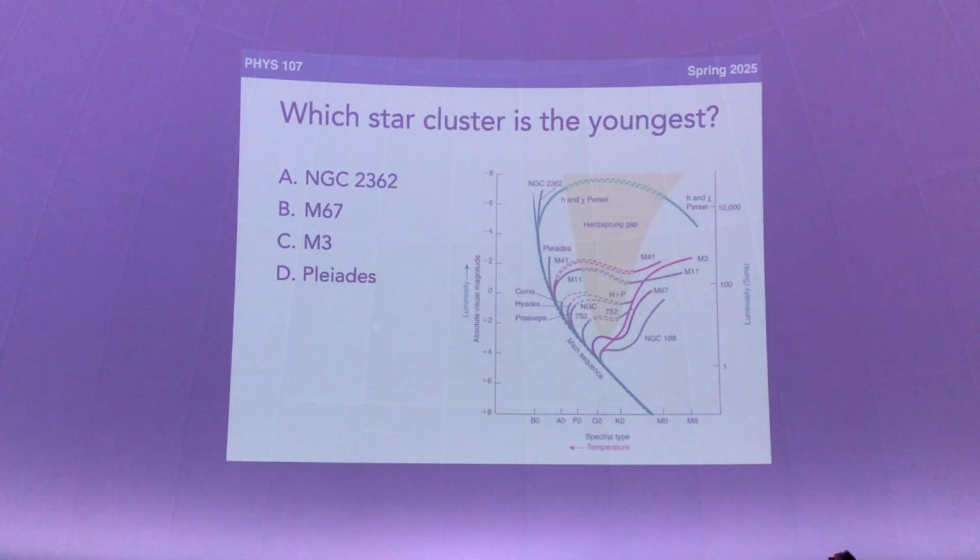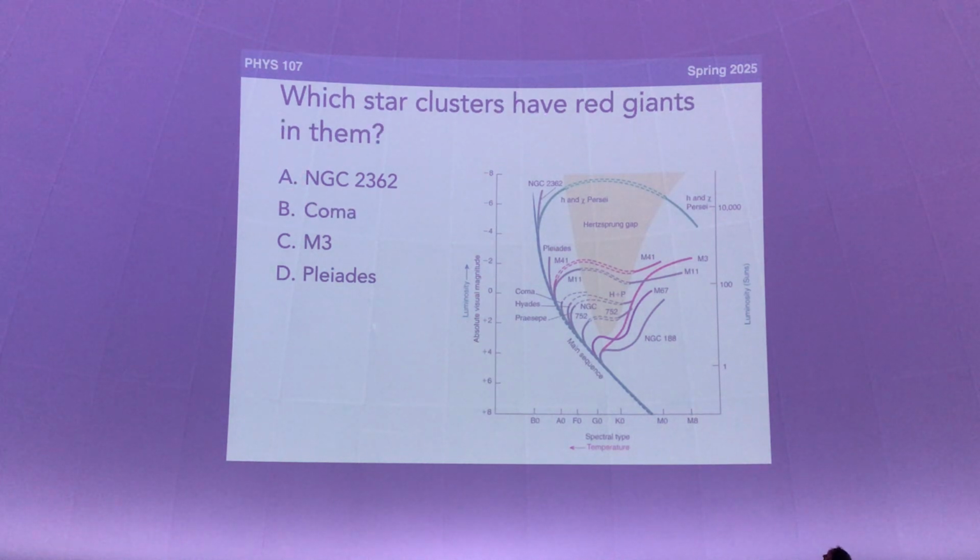All right. Which star cluster is the youngest of all of these? 1, 2, 3. 3A, yes, they're all the way up here. And you see 2362. Which star clusters have red giants in them? So 2362, Coma, here's Coma, here's M3, and there's the Pleiades. Which one has red giants in them? 1, 2, 3. Yep, M3 all the way up here, red on this side.